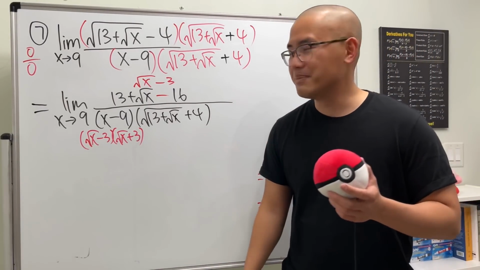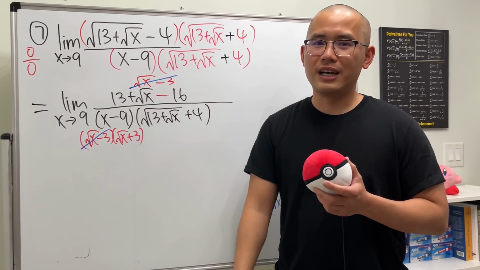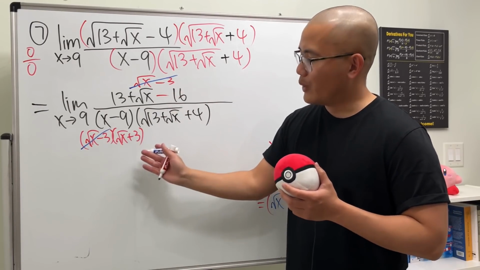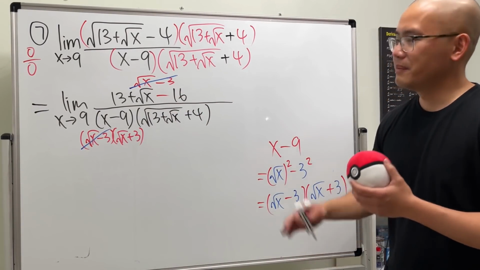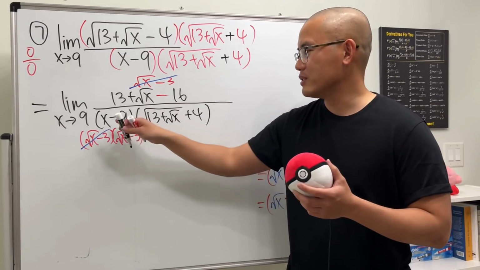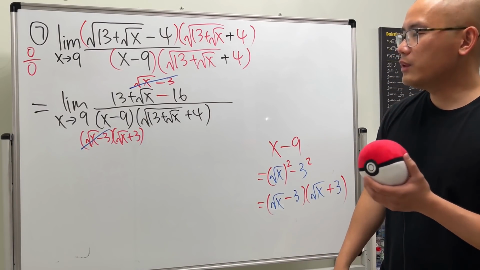And this is perfect because now you see the top and this cancel each other out. So if you do it this way, you do not have to do the conjugate again. But if you do the conjugate, it's okay. You will still be able to cancel out this right here. Alright, in the end, what do we get?